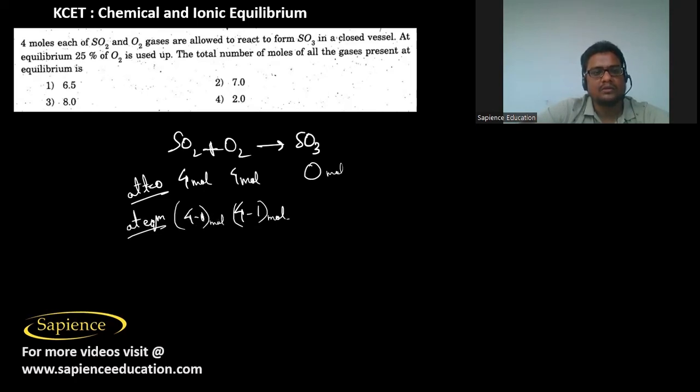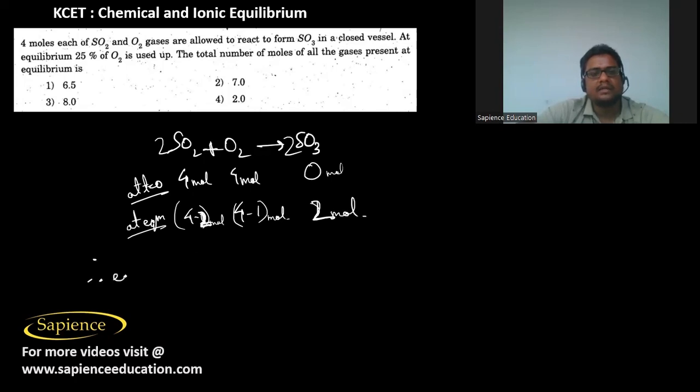So here 1 mole of SO2 will be used up to form 1 mole of SO3. We have to first balance the reaction. So it will be 2SO2 plus O2 gives 2SO3. So here 4 moles and here 4 moles is used. Here 1 mole has reacted, so here 2 moles of SO2 will react, and here 2 moles of SO3 will be formed.